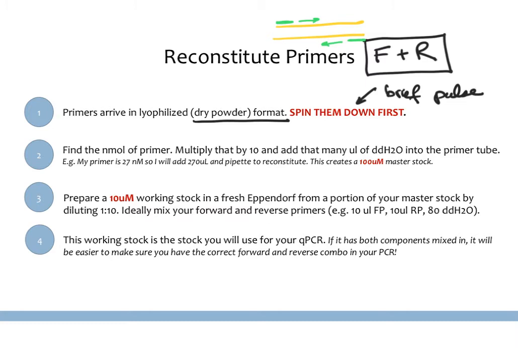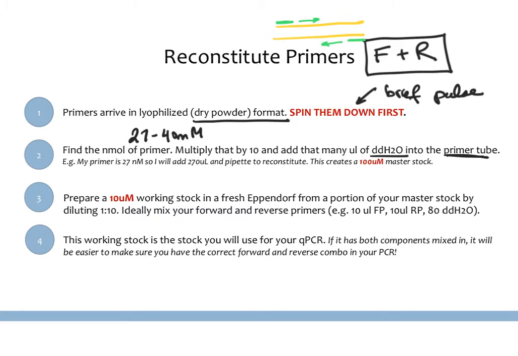Then you should find the nanomolarity of the primer. That will be on the side of the bottle. A typical number is somewhere around 27 to 40 something, and it'll say nanomoles next to it. You're going to multiply that by 10, and then add that many microliters of water into that primer tube. Remember, that primer tube has some invisible white powder in it that's hopefully at the bottom now that you've spun it down.